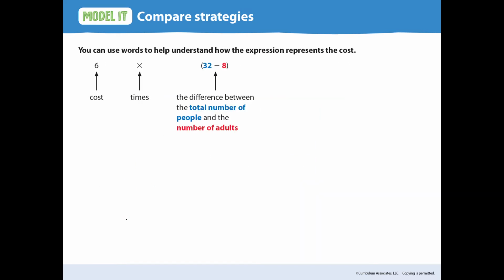You can use words to help understand how the expression represents the cost. 6 equals the cost times, which means that you're repeating that over and over again. It's all the same number, times the difference between the total number of people, which is 32, and the number of adults. We're taking those 8 adults out of our total.